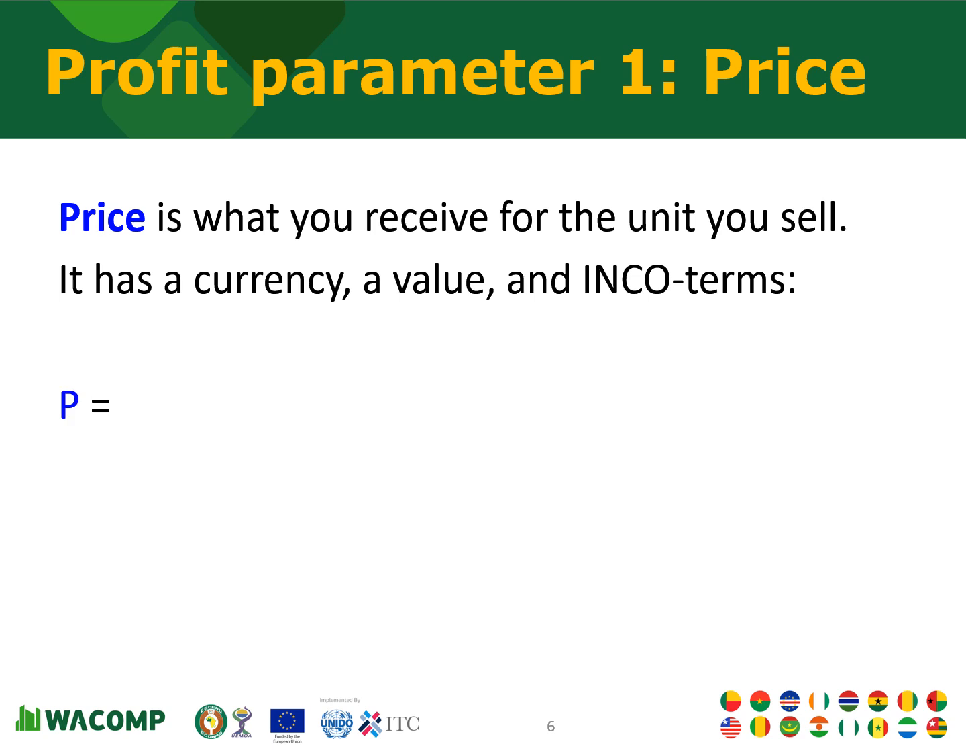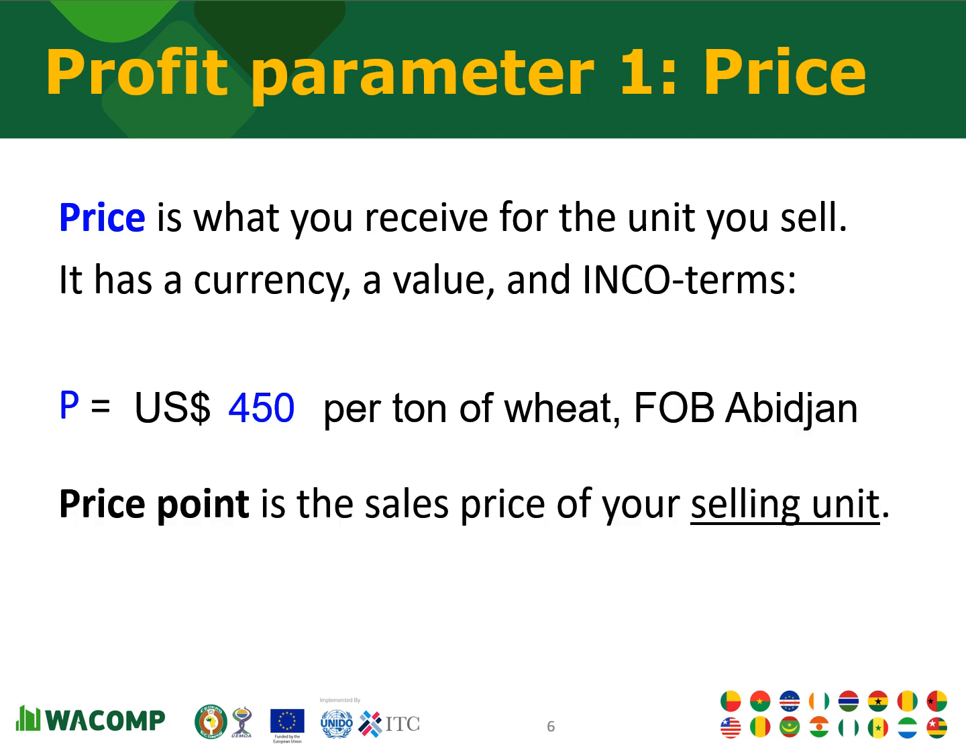P is dollars, 450, so P is $450 per ton of wheat, FOB Abidjan. And here you go, FOB, free on board, is an Incoterm. FOB means that you as an exporter must pay the cost of transportation from your factory to the port of Abidjan. The buyer pays for the sea freight.